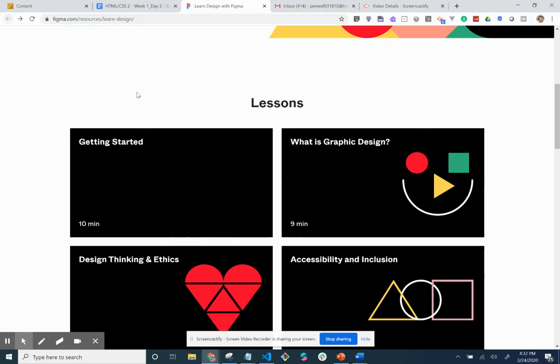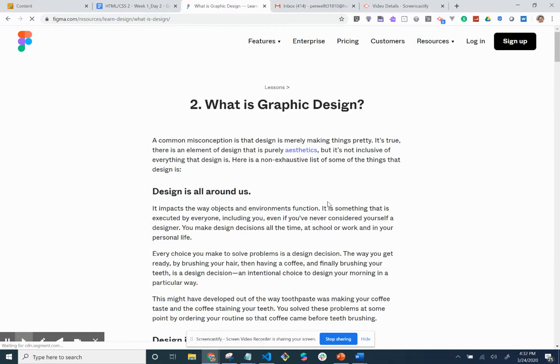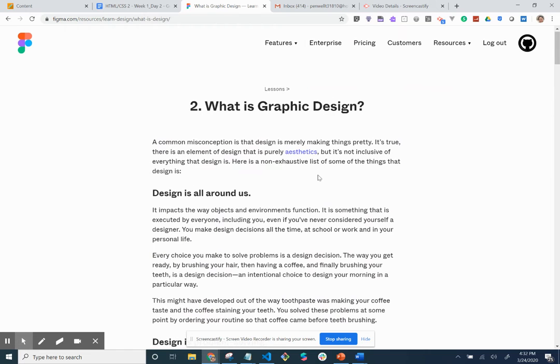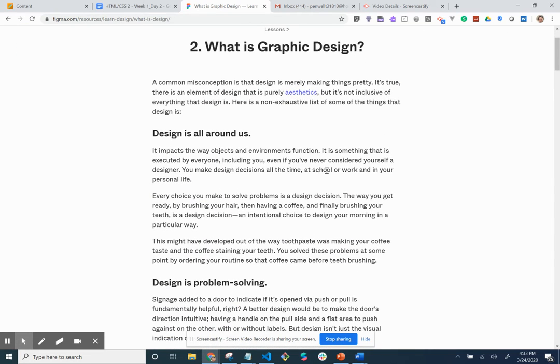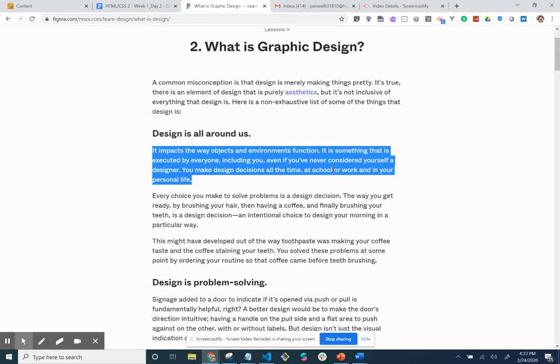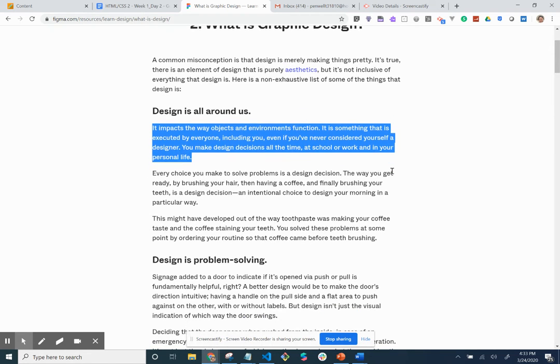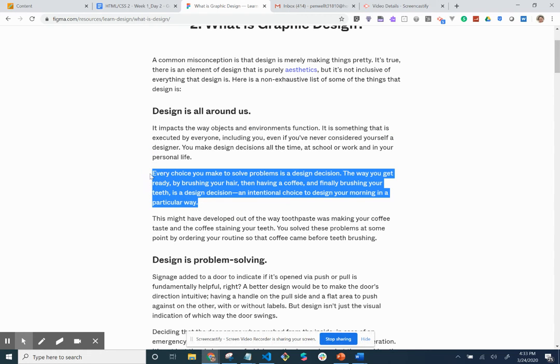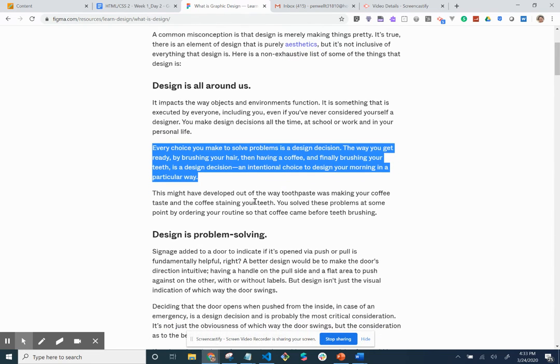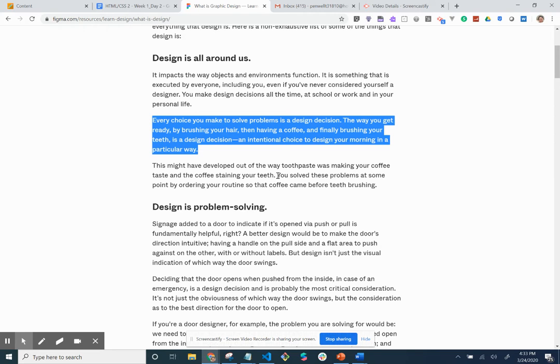What is graphic design? Graphic design is not just aesthetics. It's everything that comes with design. Design is all around us. It impacts the way objects and environments function. It's something that is executed by everyone. Every choice you make to solve problems is a design decision. The way you get ready, brushing your hair, having a coffee, and so on, is a design decision. And it's kind of like a creature of habit.